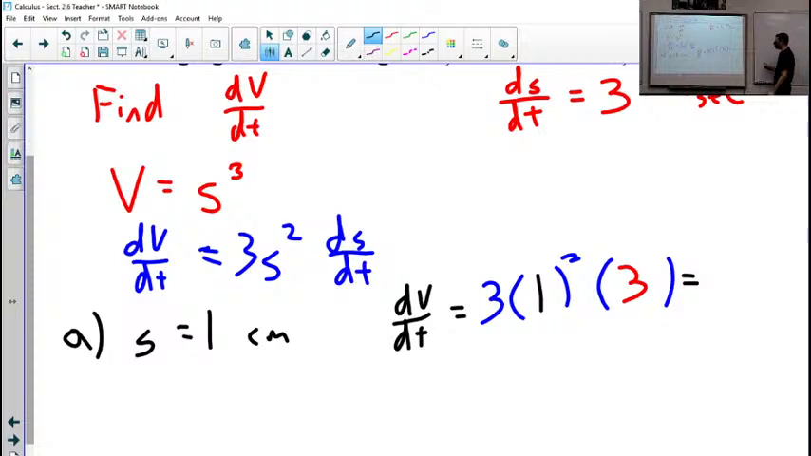And that's going to equal 1 squared is 1. And then we have 3 times 3 is 9. And our units should be centimeters cubed per second. Right? Because it's a rate, the volume is changing over time. Centimeters cubed per second.